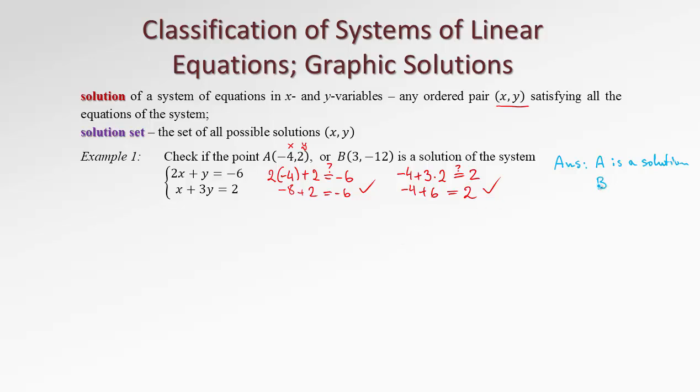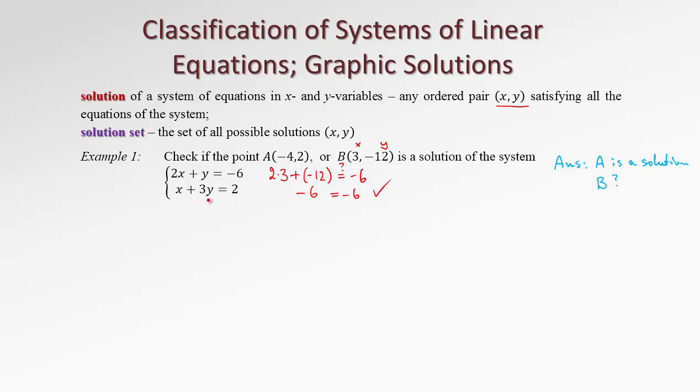Let's do the same for B. Is B a solution or not? Okay, since we need some room here, let's erase our previous calculations. And now we'll talk about point B. So that's our x, that's our y. Let's plug into the first equation. That will be 2 times 3 plus y, which is -12. So is that equal to -6? 6 minus 12, yes, it's -6. So this equation is satisfied by the coordinates of point B.